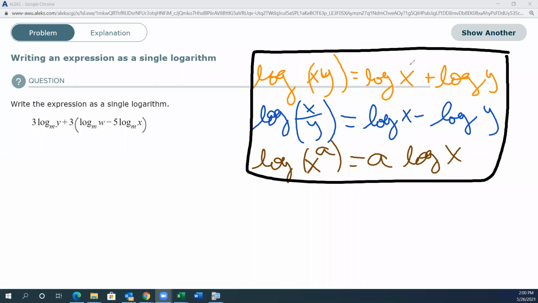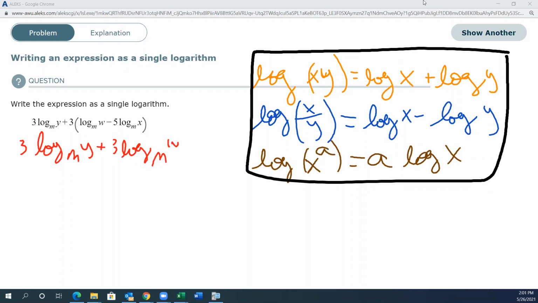For this last topic, we're just going to do the opposite. So they're going to give us more than one log, and we're supposed to put it all back together. Okay. So I think it stands to reason that it'd be nice to get rid of these parentheses. So when you've got parentheses, just get rid of them right off the bat. Let's make your life better.